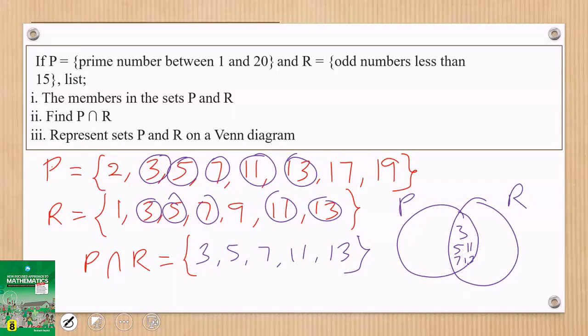Then what is left in P? We have 2, 17, 19. What is left for R is 1 and 9. And so this becomes the Venn diagram representing that.